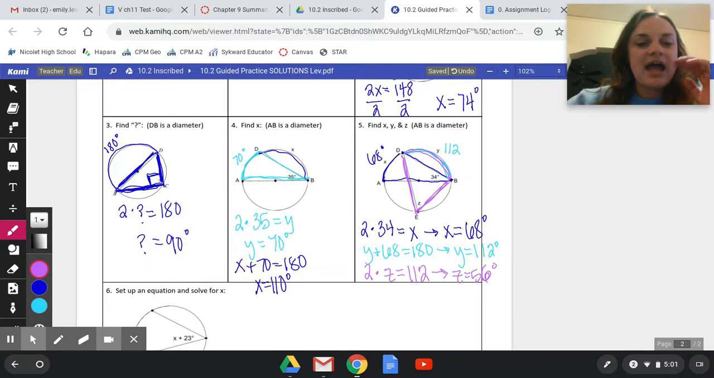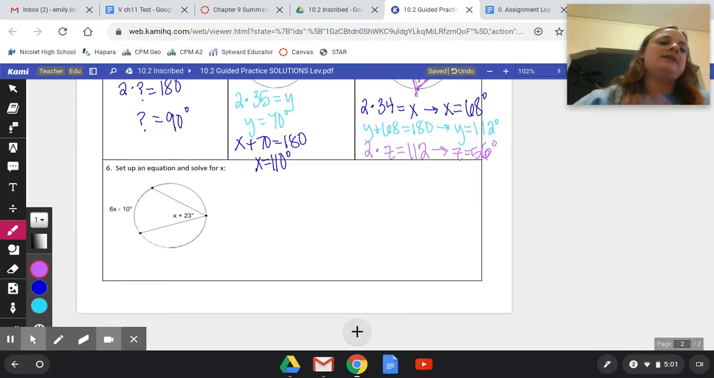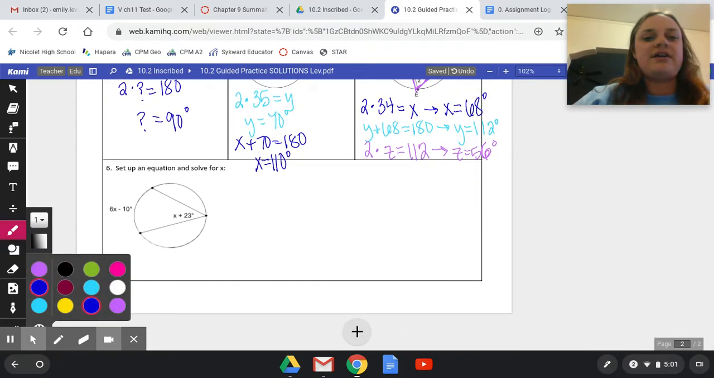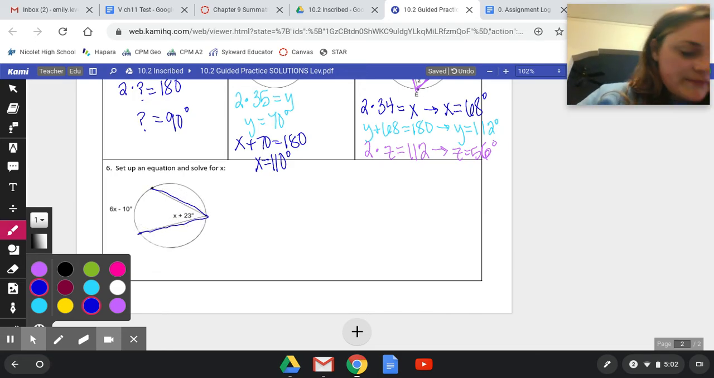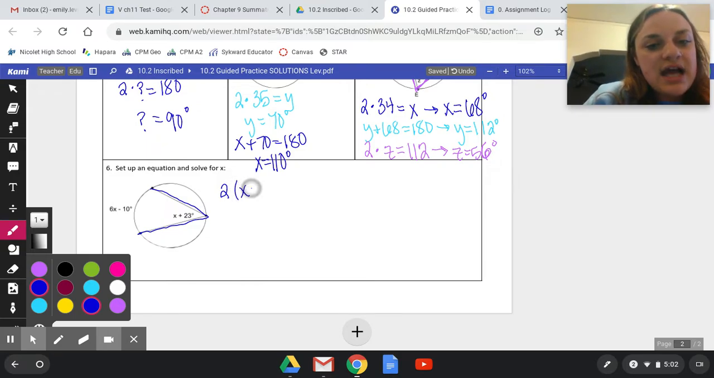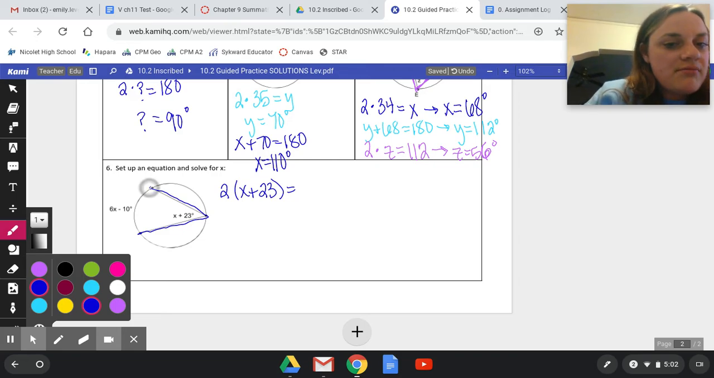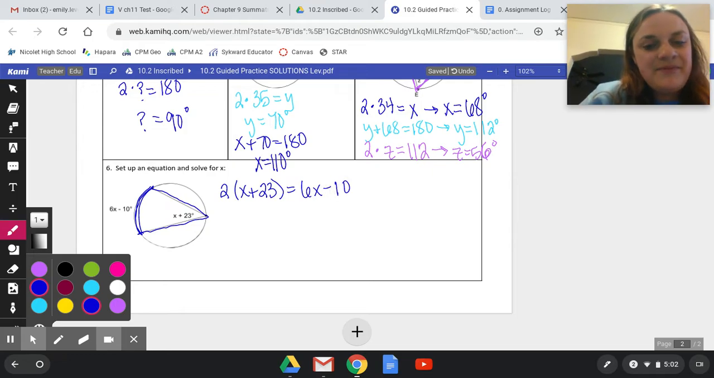Next, level up again. Problem number 6. Sorry if you heard that squeaking noise. So my inscribed angle is right here: x plus 23. That's my inscribed angle. So I'm always going to take 2 times my inscribed angle. My inscribed angle is x plus 23. And that has to equal my intercepted arc, which is right over here. So 2 times (x plus 23) is equal to 6x minus 10.